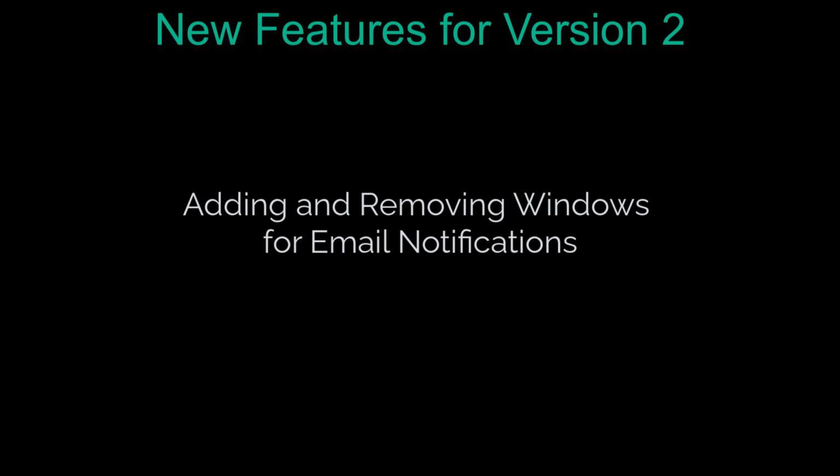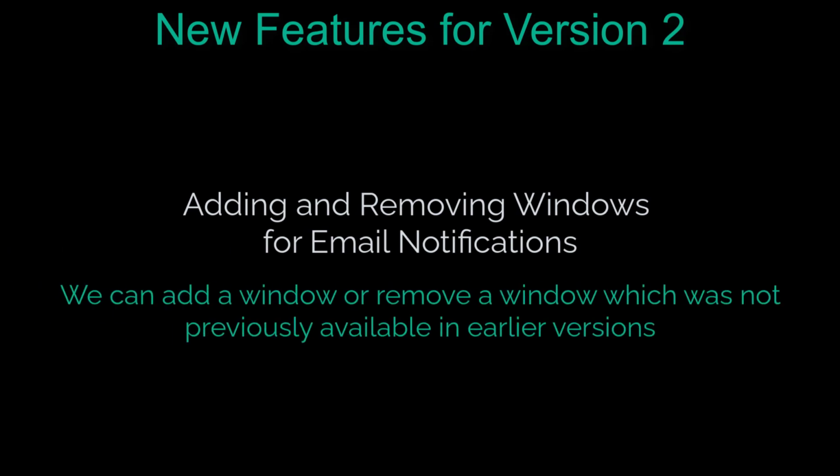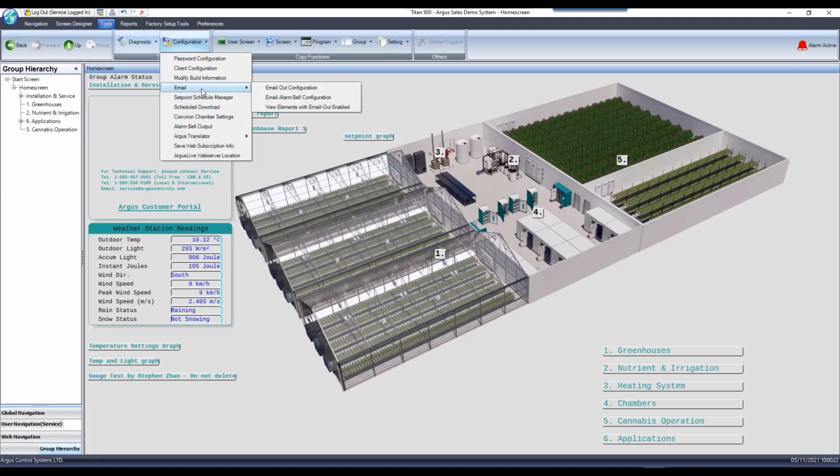Adding and removing windows for email notifications. We can add a window or remove a window which was not previously available in earlier versions of email notification. Click Configuration, click Email and Email Alarm Bell Configuration.